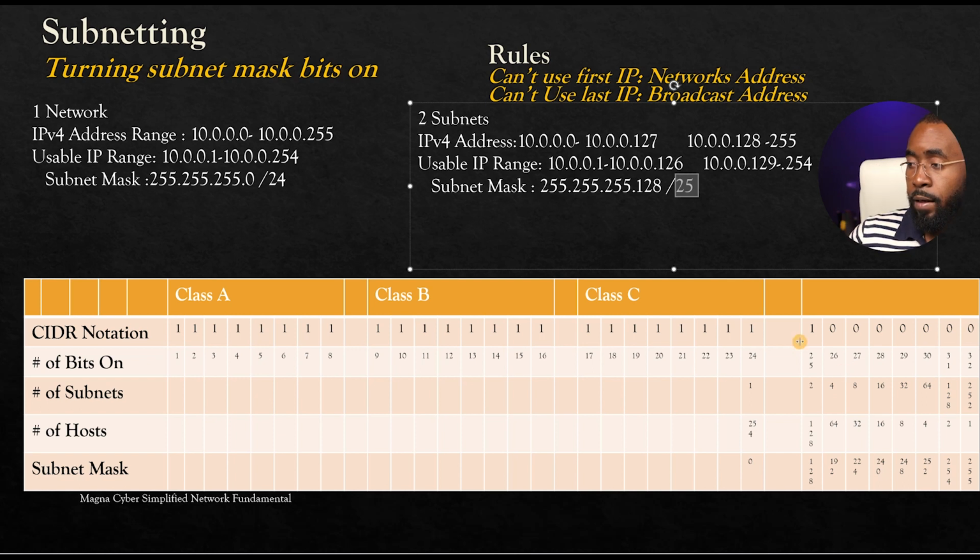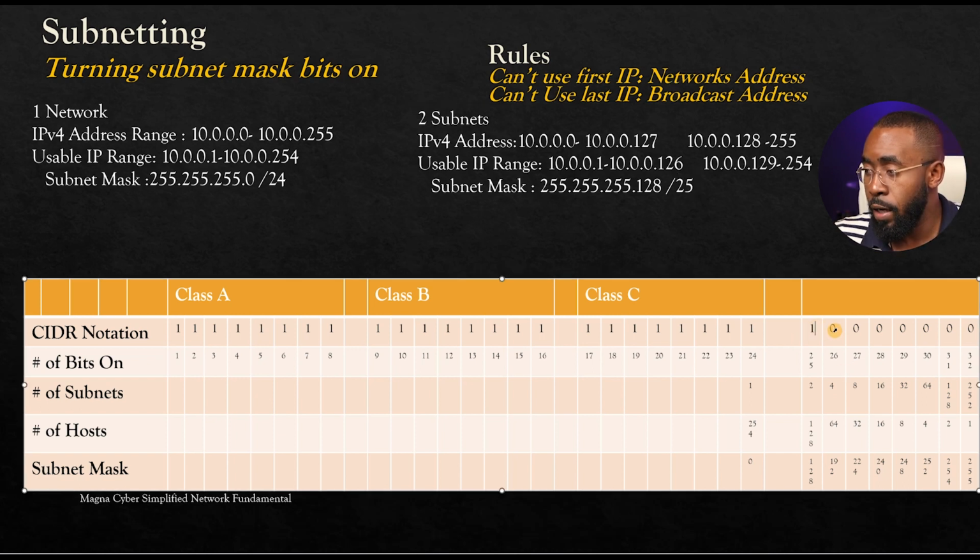Well, what you could have done here is instead of just turning one bit on, you would now turn a second bit on. If you do that, you will double the number that you had before. Now that you had 2 when you had 1 bit on, if you turn 2 bits on, you're going to double from 2 to 4. And your CIDR notation, which stands for classless interdomain routing, would be now 26. And the number of subnets you would have would be 4. The number of hosts or the number of IPs per subnet would be 64. The subnet mask now would end with 192.